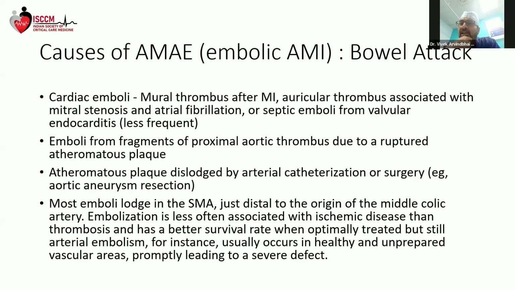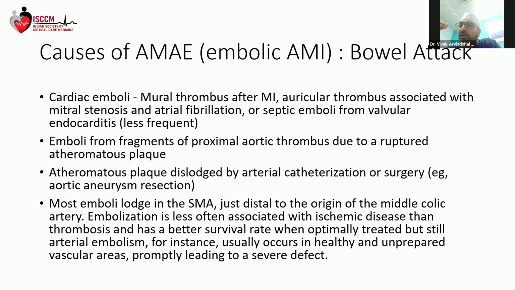Now, acute mesenteric arterial embolism. Embolic AMI is like a bowel attack, as happens with cardioembolic stroke. The source of emboli is cardiac: a mural thrombus after myocardial infarction, and an auricular thrombus associated with mitral stenosis. Other sources are emboli fragments of a proximal aortic thrombus due to a ruptured atheromatous plaque, dislodged by arterial catheterization or surgery. Most emboli lodge in the SMA because of its anatomical placement, just distal to the origin of the middle colic artery.